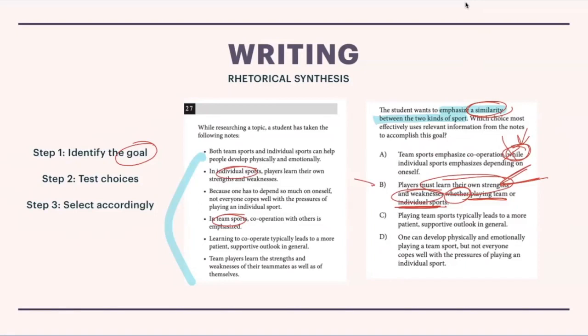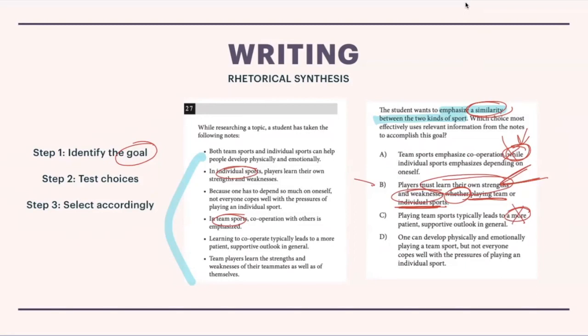C, playing team sports typically leads to a more patient, supportive outlook in general. By saying it's more, it's making that comparison again, but it's not a similarity. It's really a difference, right? Because you're saying one is more patient and supportive, the other one is less. So this one, again, is not really as similar. So C is going to be wrong.